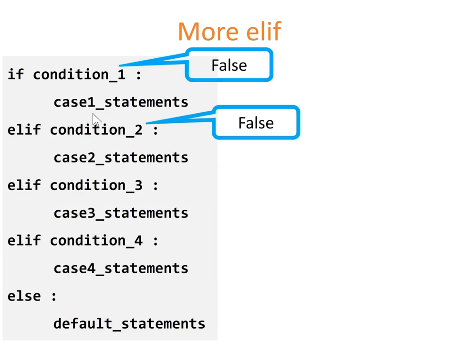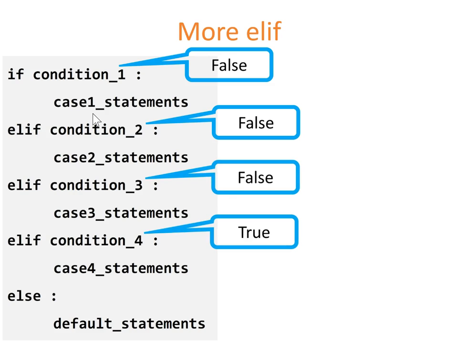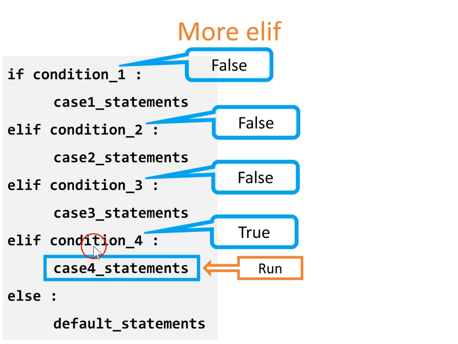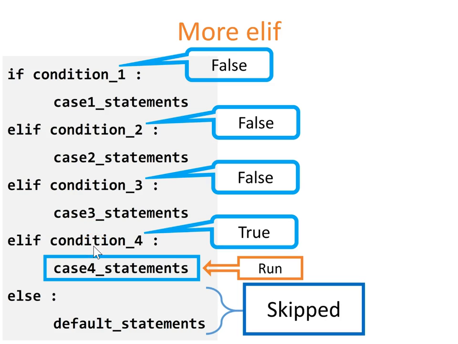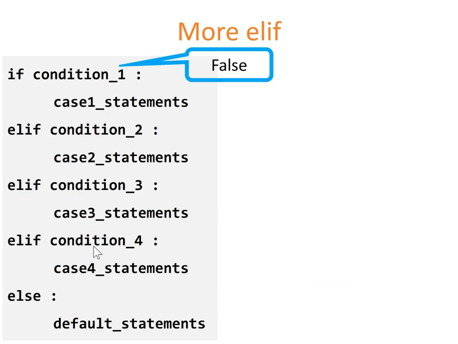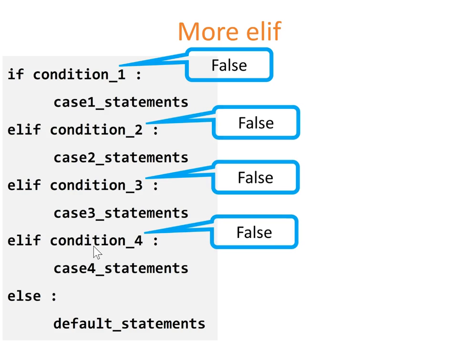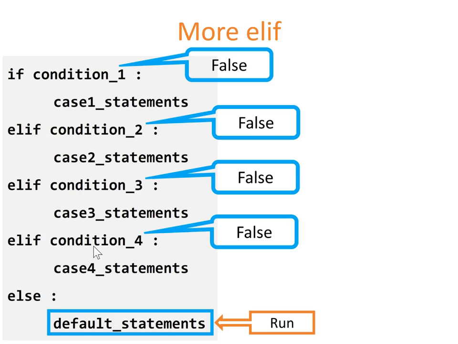Similarly, if conditions 1, 2, 3 are all false and condition 4 is true, then you run the case 4 statement. The else part is skipped. Lastly, if everything is false, then you run the else part, which is the default statement.